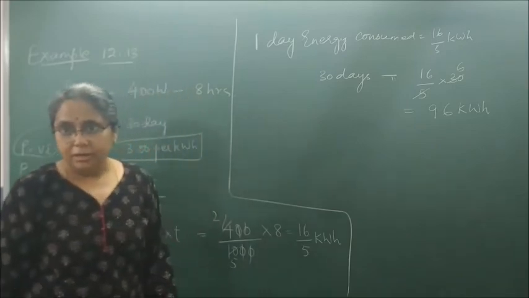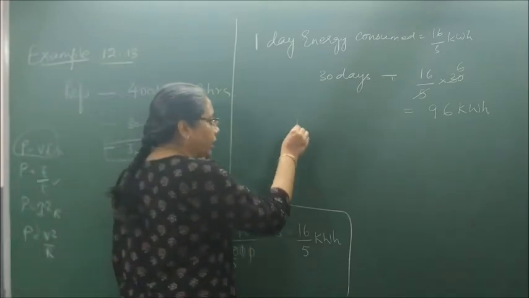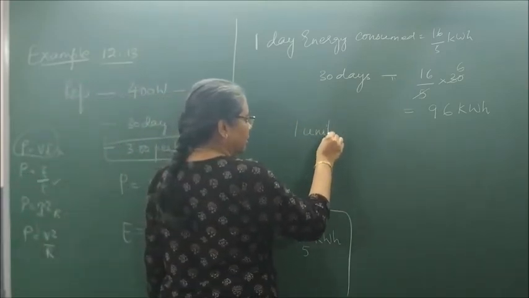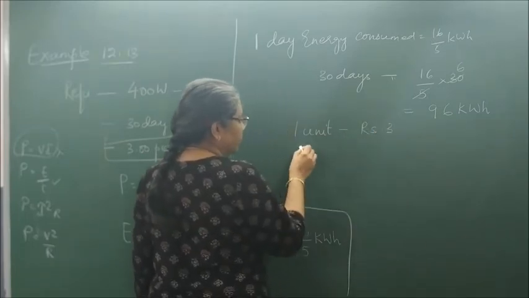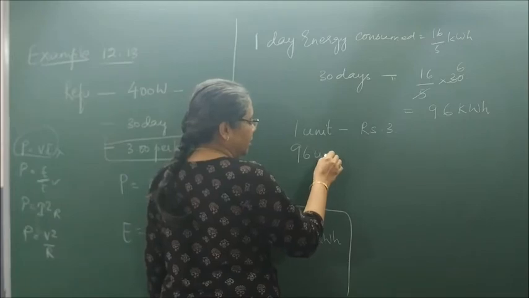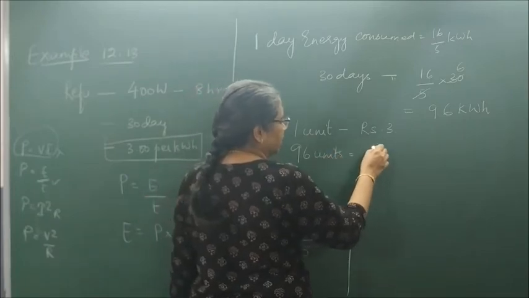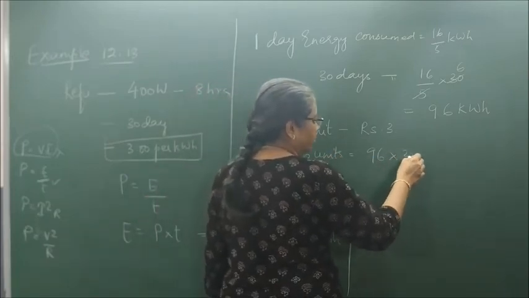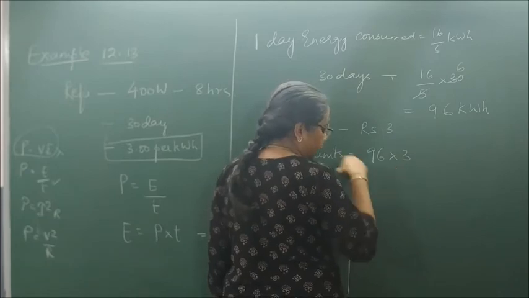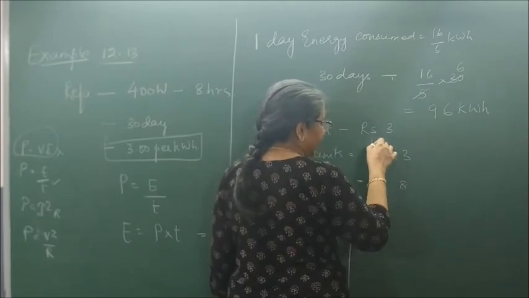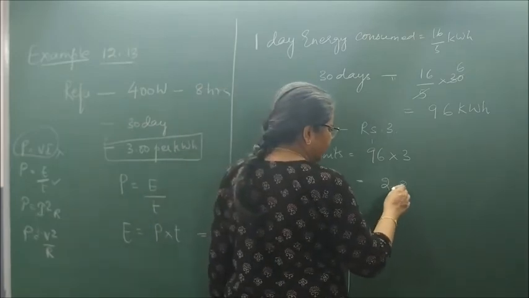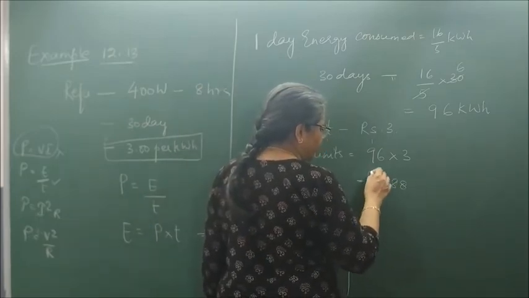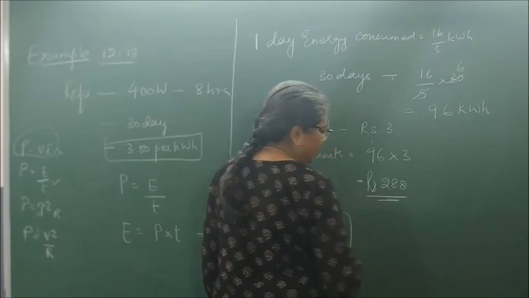Correct here? Now 1 unit is how many rupees? 3 rupees. So 96 units will be how much? 96 into 3. 6 3s are 18. Carry over 1. 3 9s are 27, plus 1 is 28. So it will be rupees 288.